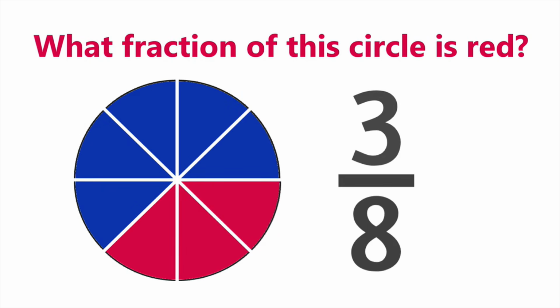Very cool. The numerator shows us how many of the parts are red. 3 of the parts are red. The denominator shows us how many total parts the circle is split into. The circle is split into 8 equal parts. 3 out of 8 parts are red. That means 3/8 of the circle is red.